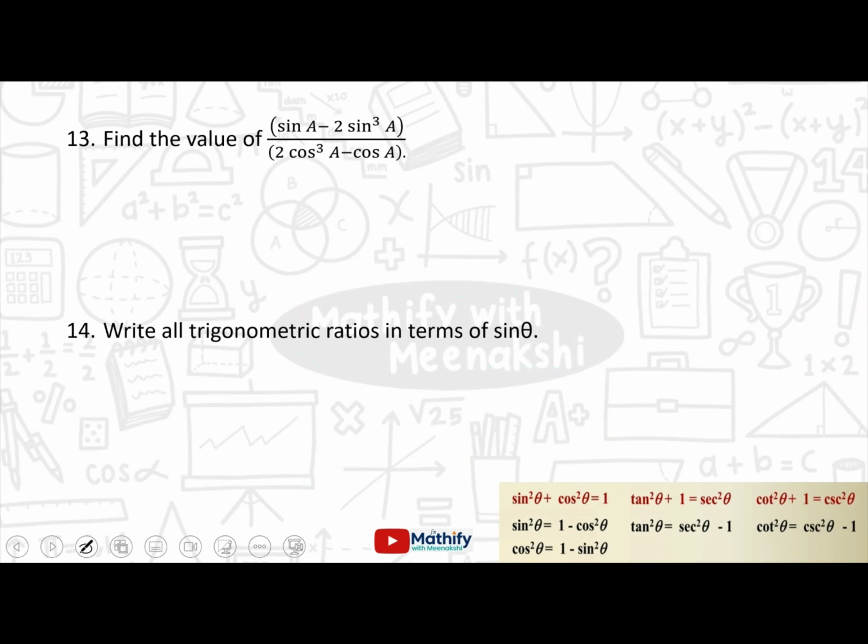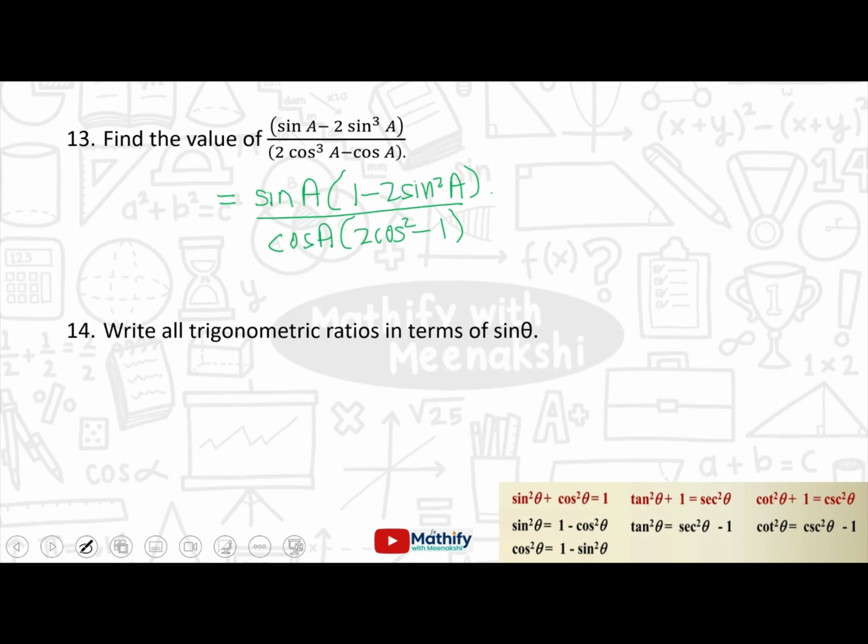Find the value of sine A minus 2 sine cube A divided by 2 cos cube A minus cos A. Again, it's a question of NCERT. Just think what I can do in numerator. I can take something common. I can take sine A common. That is 1 minus 2 sine square A. Now in denominator, you can take common cos A. You will get 2 cos square A minus 1.